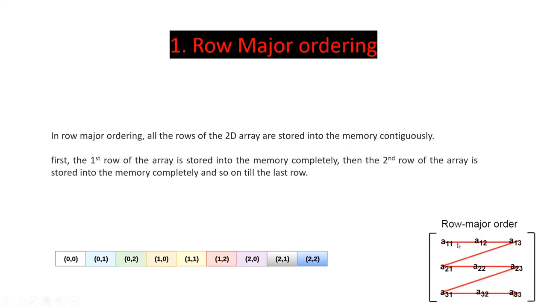Here look at the arrows. Row major order: A11, A12, A13. After this row, come to the second row: A21, A22, A23. After completion of the second row, go for the third row: A31, A32, A33. Like this, the two-dimensional array is stored in the memory.